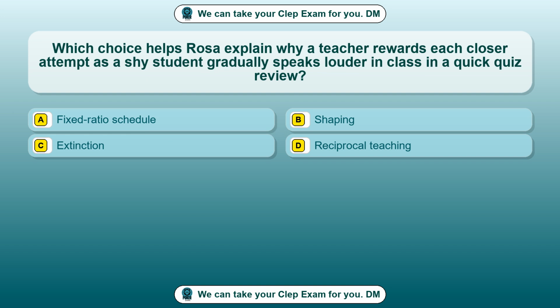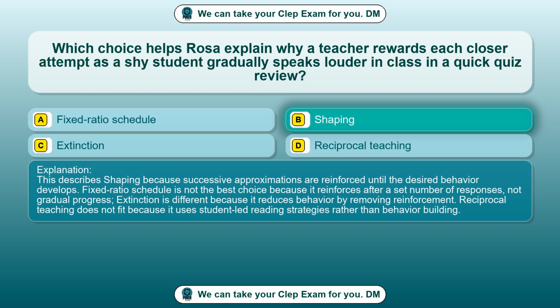Question 5. Which choice helps Rosa explain why a teacher rewards each closer attempt as a shy student gradually speaks louder in class in a quick quiz review? Option A, fixed ratio schedule. Option B, shaping. Option C, extinction. Option D, reciprocal teaching. The correct answer is option B, shaping.